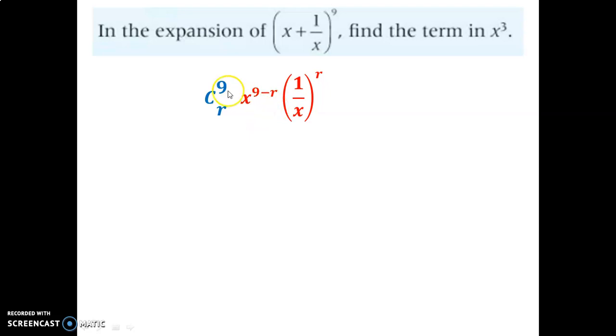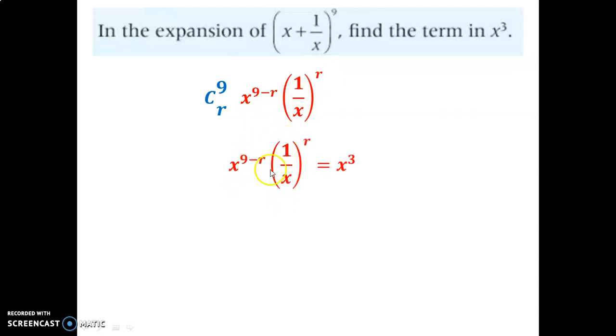Okay, so what about the combination? Well, 9 choose the power on the b thing, so 9 choose r. So again, we have a combination and a whole term set up here through the binomial theorem, but we need to figure out the r value now. So let's try.